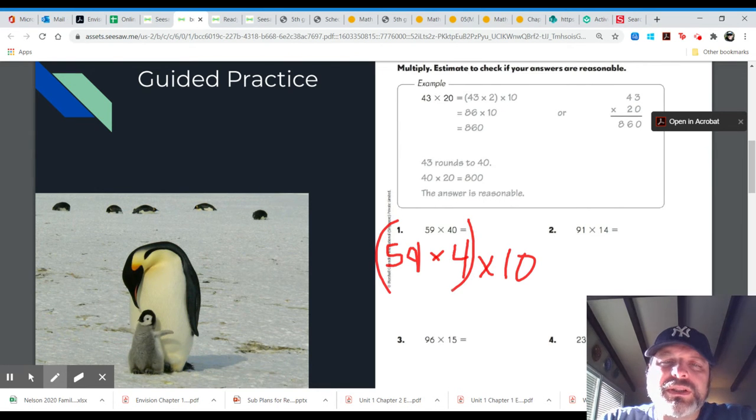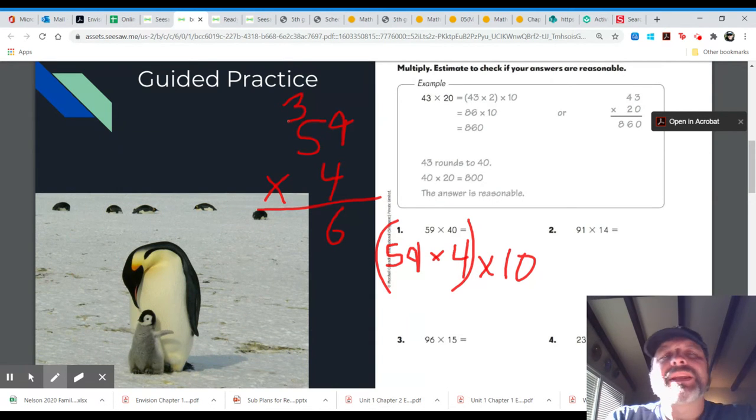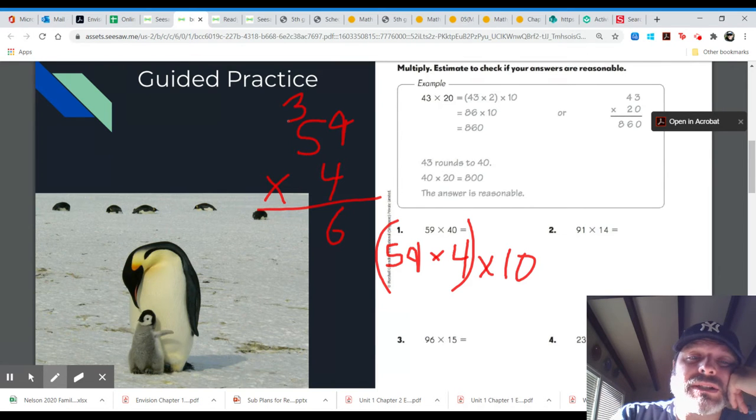This is called the associative property, where you can actually move things around like this. So I'm going to do 59 times 4. Now, if you have your multiplication charts, you can do 4 times 9 first. And I know that 4 times 9 is 36. And I'm going to do 4 times 5, which is 20, plus 3 is 23.